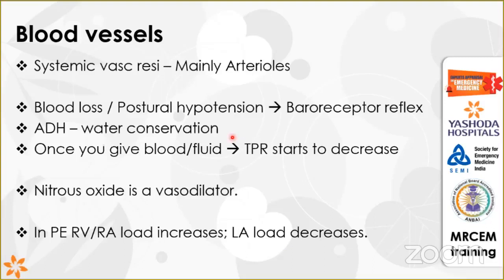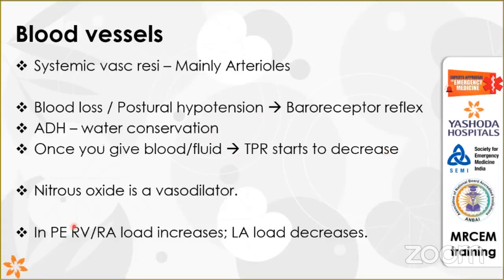Whenever there is pulmonary embolism, you will have right ventricular afterload increasing, whereas the left atrium receives less blood. So left atrial preload decreases.